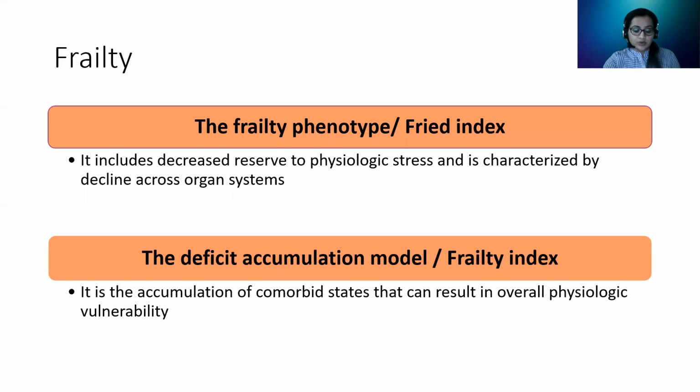Frailty has been conceptualized in two major ways. First is the frailty phenotype, or the Fried index, and the other is the deficit accumulation model, or the frailty index. The Fried index includes decreased reserve to physiologic stress and is characterized by decline across organ systems, whereas the frailty index, as the name suggests, the deficit accumulation model, is the accumulation of comorbid states that can result in overall physiologic vulnerability.